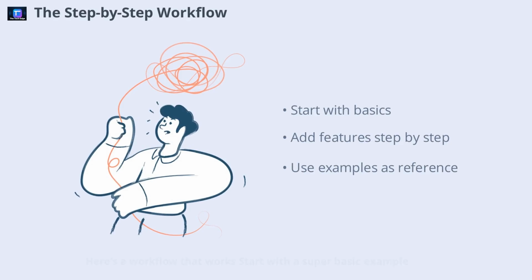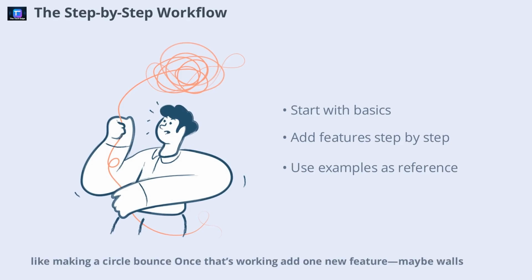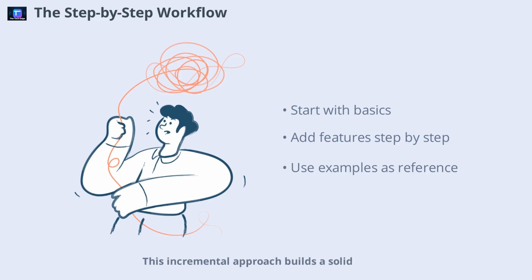Here's a workflow that works. Start with a super basic example, like making a circle bounce. Once that's working, add one new feature, maybe walls. Save each file as you go. Next, add mouse interaction. Each step is a mini lesson, both for you and for the AI. When you're ready to build your real project, point Claude or your AI tool at these examples and ask it to use them as reference. This incremental approach builds a solid foundation and prevents major headaches later.